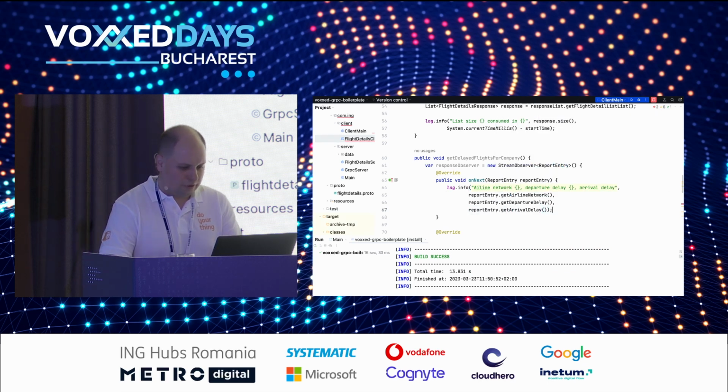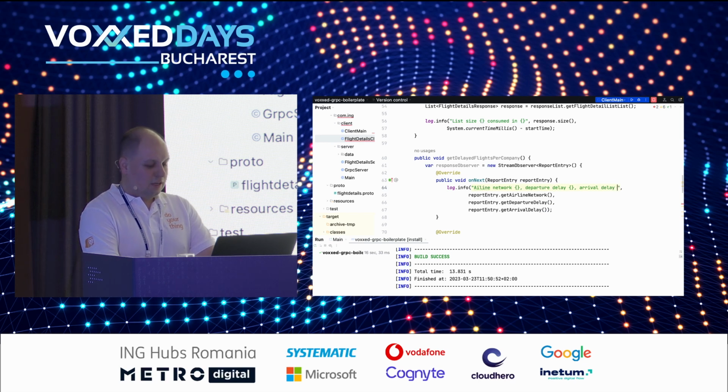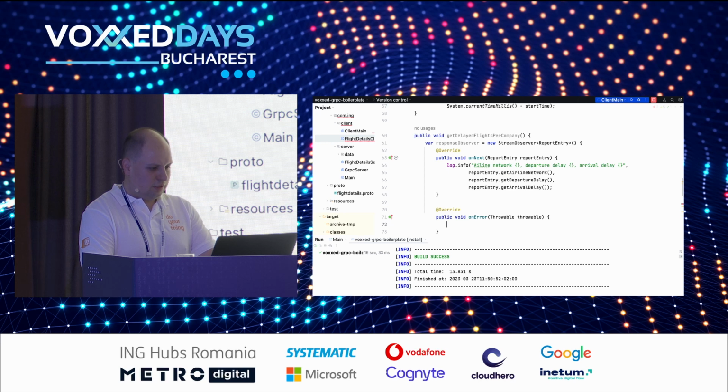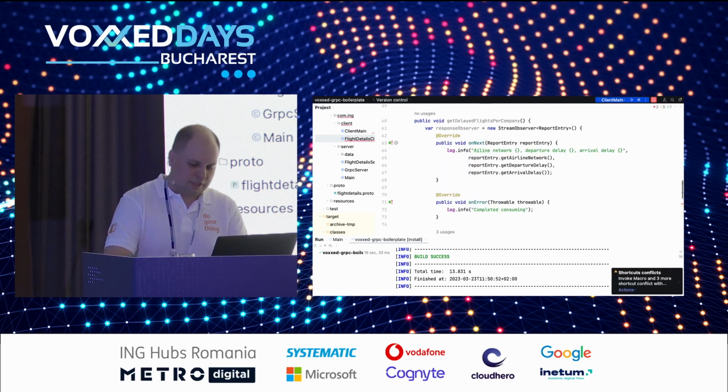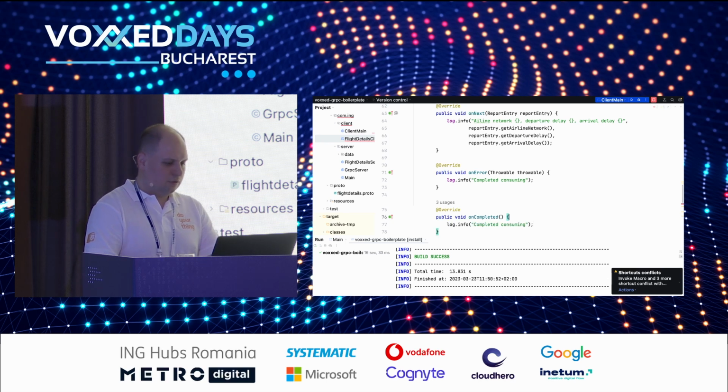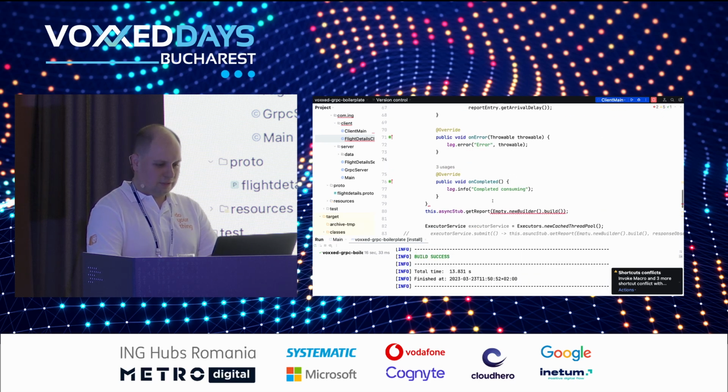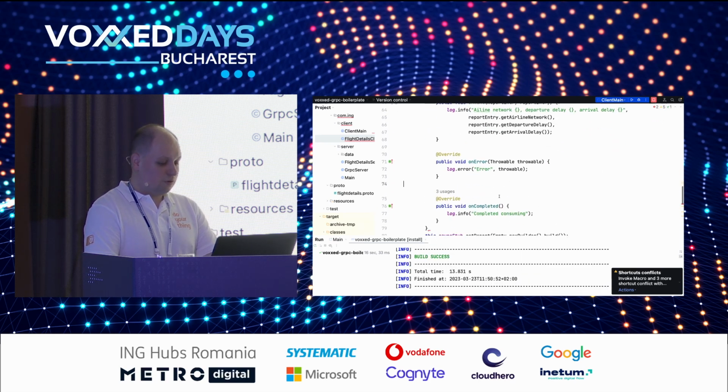Yeah, okay. And now on the error side, let's simply do this. This is for completed. So when it's completed, let's just say that it's completed. And here we just have an error. Okay, good. Now we have the stream observer. We have it saved here in the response observer. And let's just call it. So this is how you can actually call it.